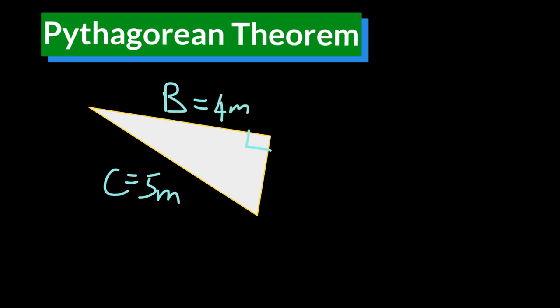But what we don't know is side A. How are we going to find it? We're going to use the Pythagorean theorem. So c squared equals a squared plus b squared.